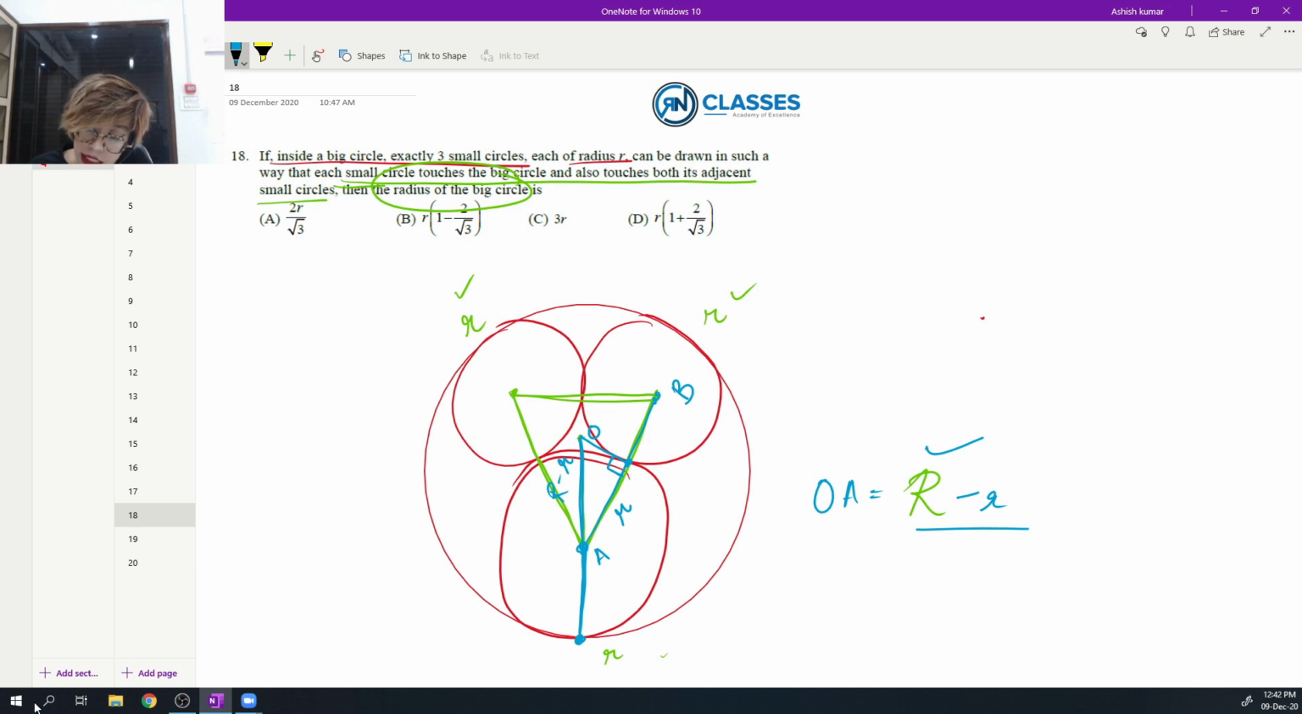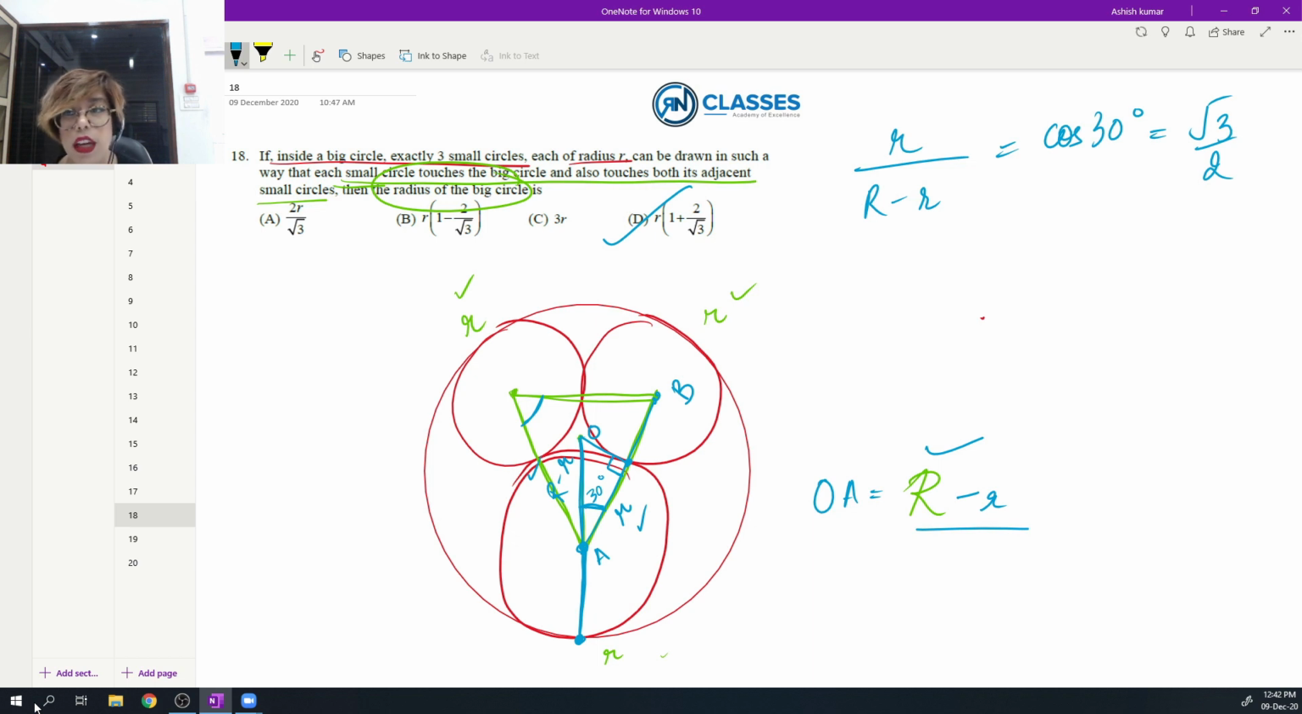Definitely trigonometry लगा लेते हैं. Can you tell me this angle? The entire angle is 60 degree. This angle is what? 30 degree. Now can you tell me the relationship? r by capital R minus r, can you tell me what is it equal to? This is nothing but cos of 30 degree. Cos of 30 degree is nothing but root 3 by 2. Now you cross multiply and you will get the option D. Right? I'm sure you can complete it now.